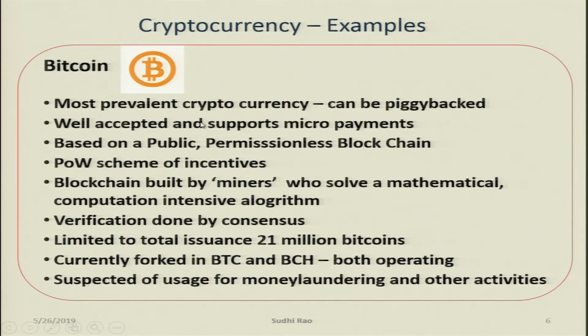Bitcoin is well accepted, as I mentioned; almost 2-3 million merchants accept Bitcoin as currency, and it supports micropayments. That is, it supports 1/100 millionth of a Bitcoin, 0.00000001. That is the smallest payment you can make using Bitcoin. In comparison, the smallest payment we can make with the Indian currency is 1 paise, 1/100th of a rupee. This is a 100 millionth of a Bitcoin, and this can have a very significant effect on commerce and business.